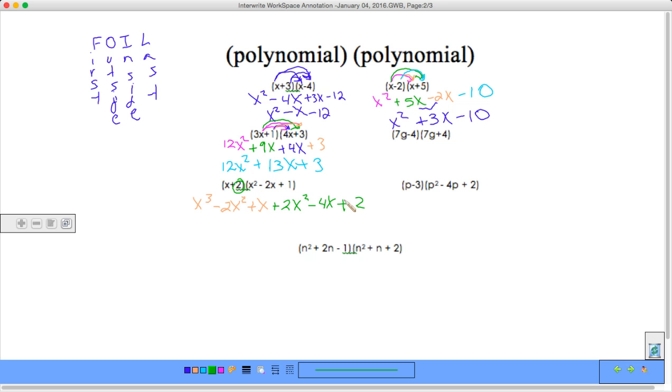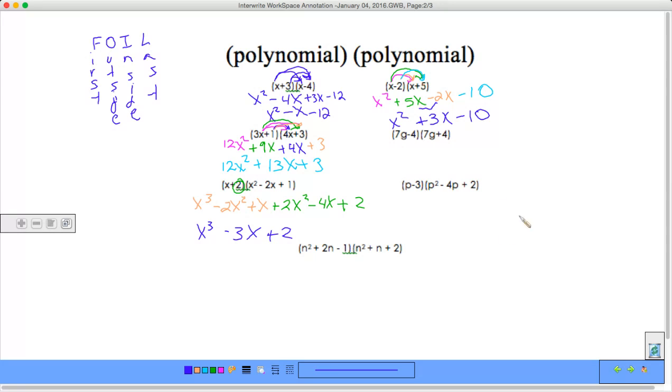Once again, I have to combine like terms. Remember that they have to be the same variable to the same power. So there's nothing else to the third power. So I'm going to bring that down. But then second, I have -2 and +2. So those cancel each other out. -2 plus +2, that's 0. Then looking at just the x's, I have 1 minus 4. Well, I know that's -3x. My last step is to bring down the +2.